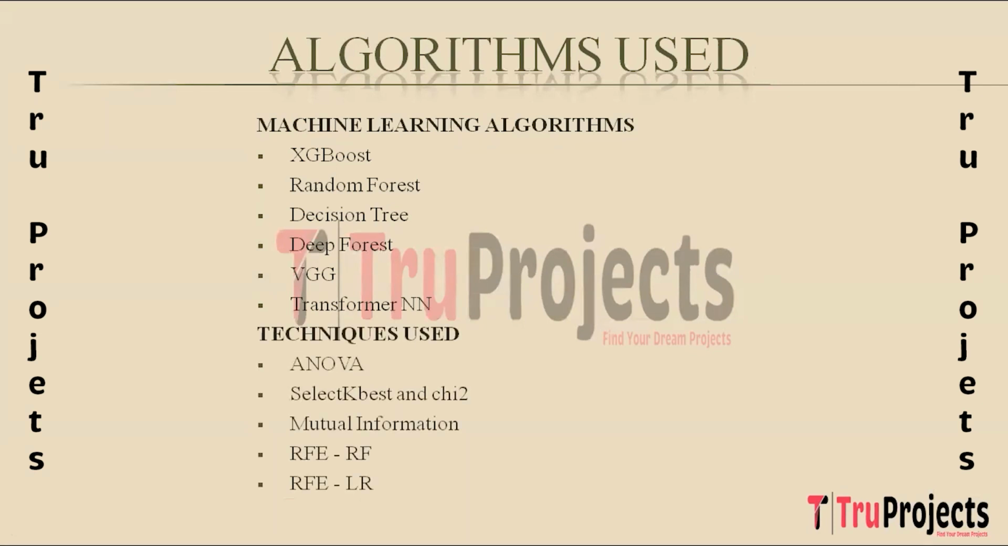Now we'll understand about the feature selection techniques used. So, ANOVA assesses feature variance, identifying those crucial for malware prediction. Select K-based with chi-square focuses on key features, optimizing accuracy. Mutual information measures feature dependence, enhancing efficiency. RFE with random forest systematically improves relevance, while RFE with logistic regression optimizes feature selection for precise malware prediction. Together, these techniques fine tune the model, maximizing accuracy in identifying potential threats.